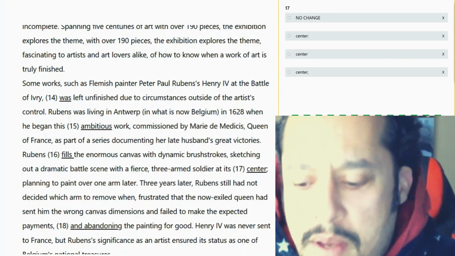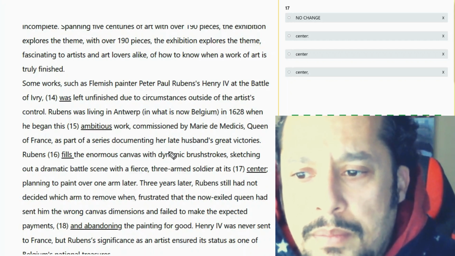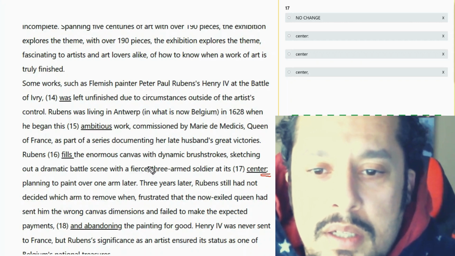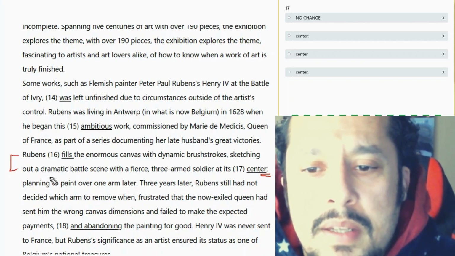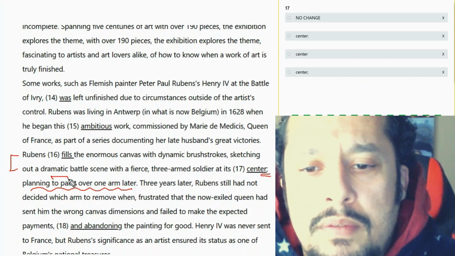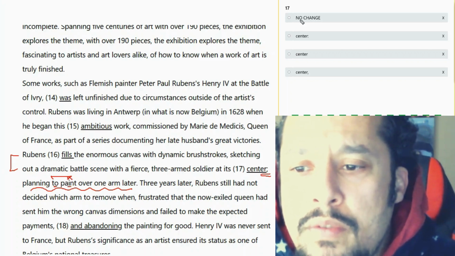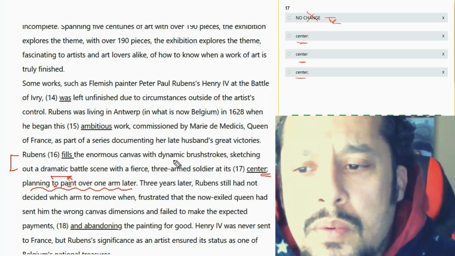Okay, so number 17 we have a fragment. Look, we use a semicolon, like I told you a million times, for two independent ideas. We have one here, but after the semicolon there isn't one. "Planning to paint over an arm later." So some students say, well, that's a verb. I tell you no, the infinitive is not counted as a verb. The infinitive is not counted as a verb. So I have a problem there. It's a fragment. And also let's check the other answers.